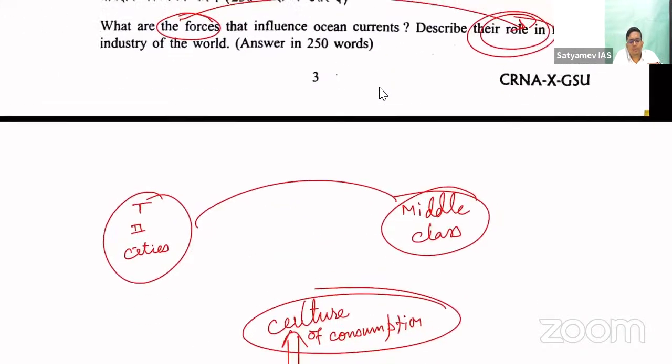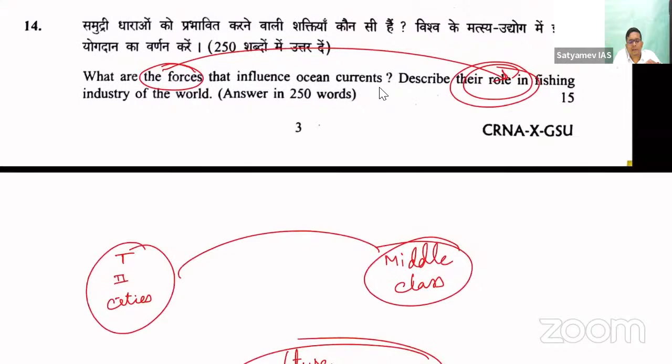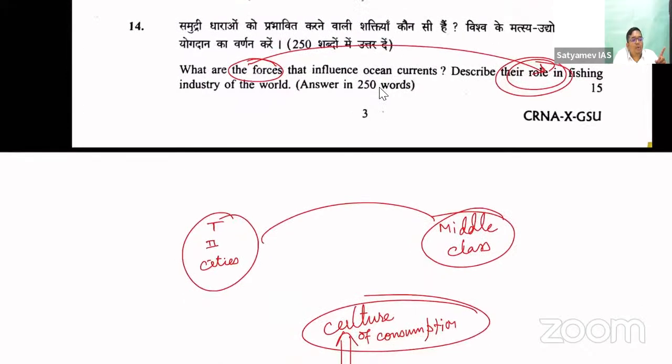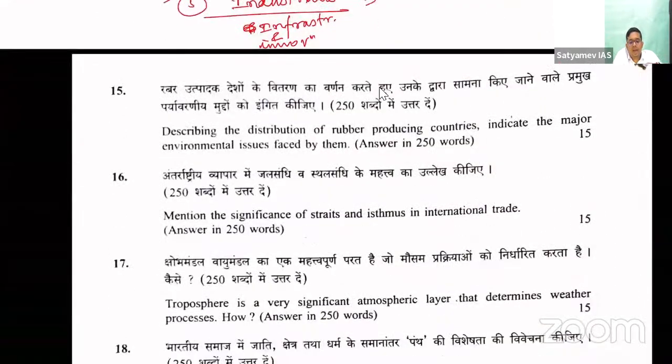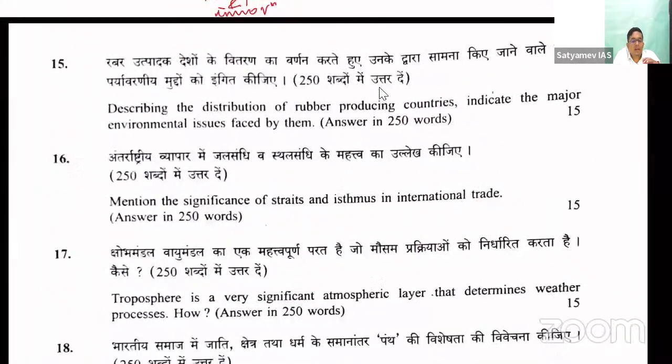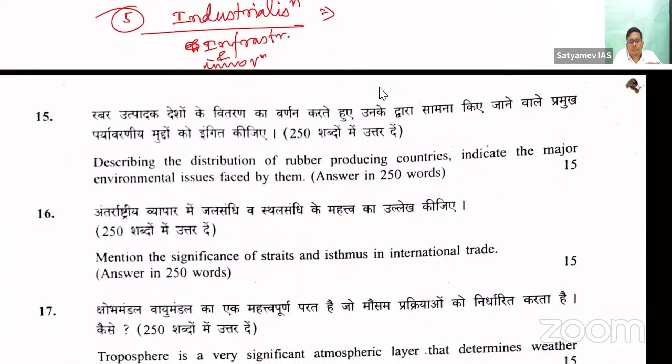Conclusion. What are the conclusion? Integrating the role of oceanic currents in development of fishing industries can be a suitable move towards harnessing the benefits of blue economy. And you can also say blue revolution. Next question. There you go.